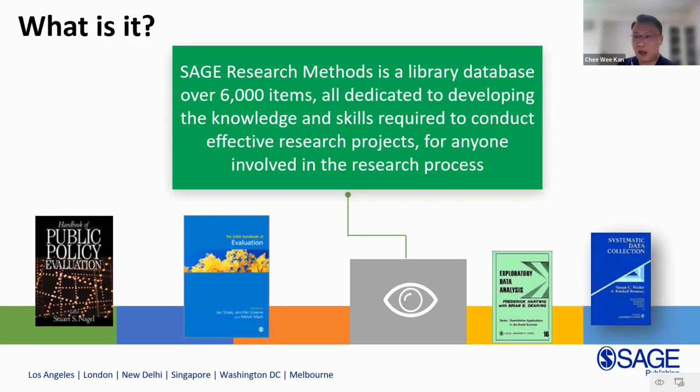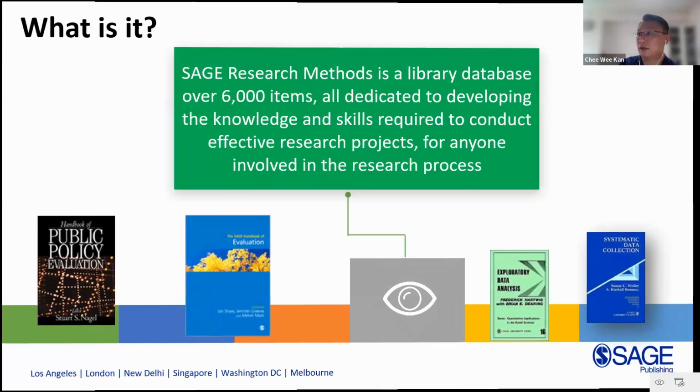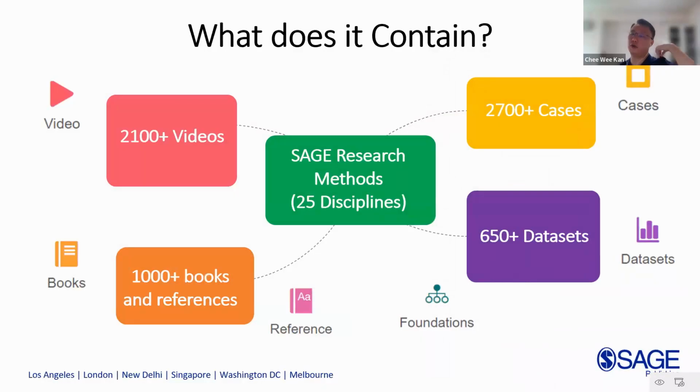Of course, what does it contain? As I mentioned just now, it's over 6,000 resources. There will be a total of 25 disciplines, including psychology, marketing, business and management, computer science, and so forth. The whole platform contains a good over 1,000 books and references, which you can read up on for your research.